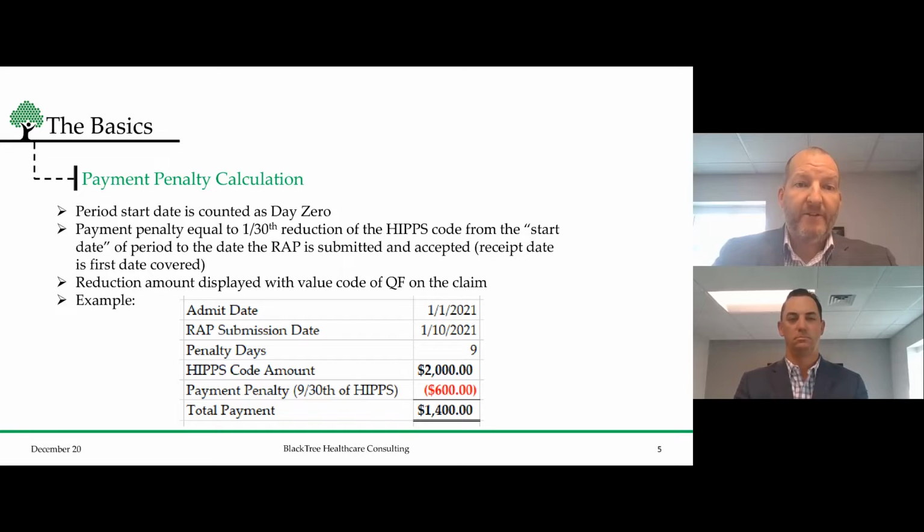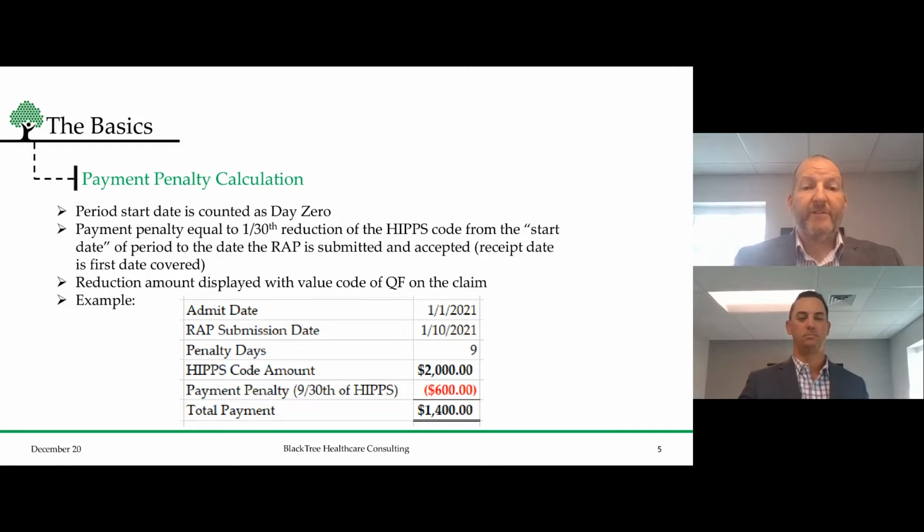The payment penalty is going to be equal to essentially a 1/30th reduction of the HIPS code from that start date of the period to the date that the actual RAP is submitted and accepted. So that the receipt date is going to be that first covered date. So if we walk through an actual example here, you can see, let's say we have a patient that has an admission date of 1/1/2021. And we don't have all of our ducks in a row, and all of a sudden we're up at 1/10, and that's when we finally submit the RAP.